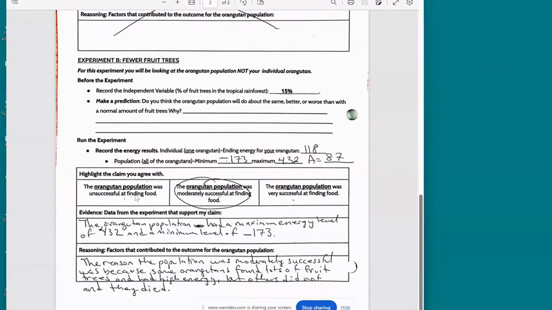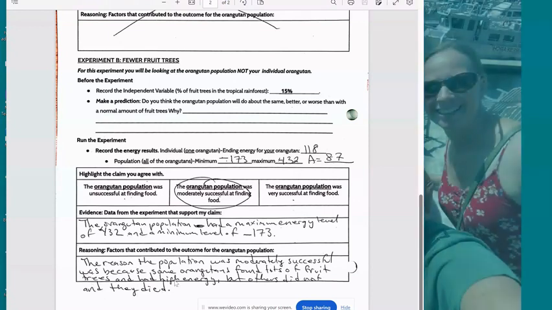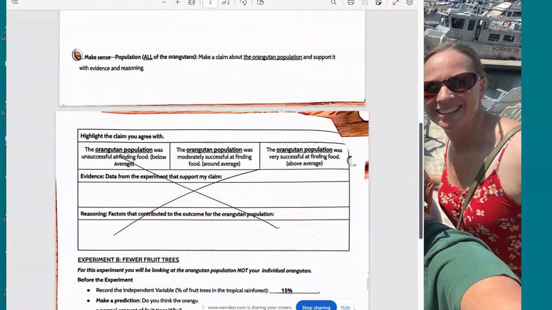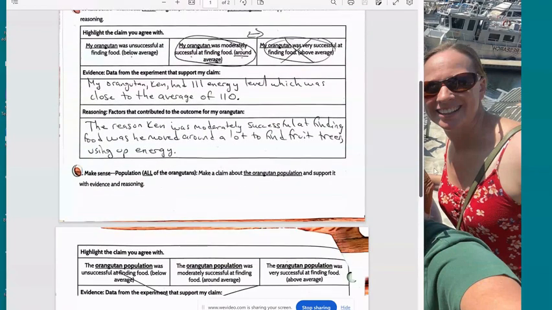Now that makes it look pretty unsuccessful. However, some of them survived because we had a high maximum. Does that make sense? So the reason the population was moderately successful was because some orangutans found lots of fruit trees and had high energy, but others did not, and they died. So that is our reasoning here. Again, our evidence needed to be better. We should have focused on just minimum at 15% and minimum at 25%.